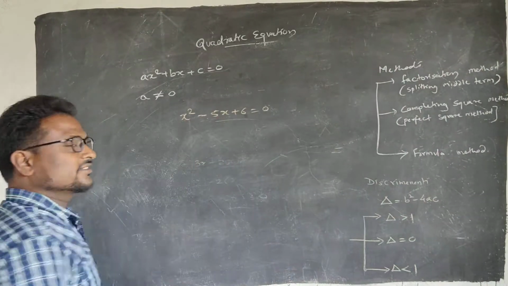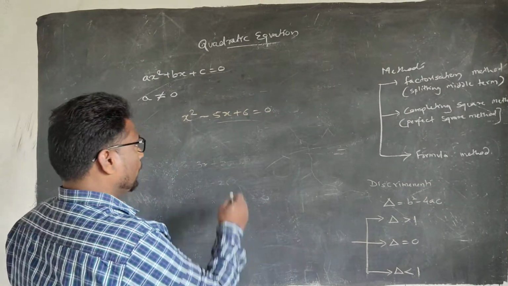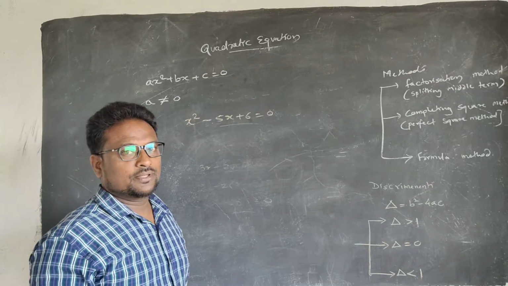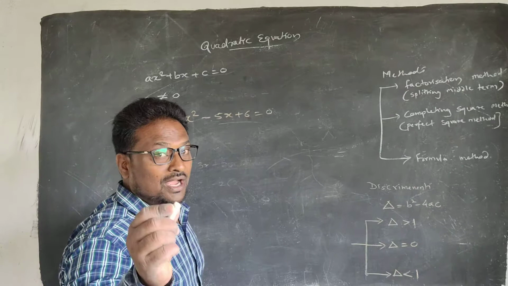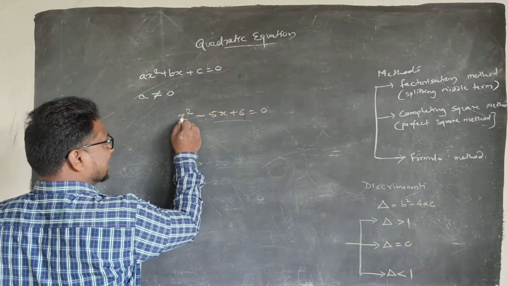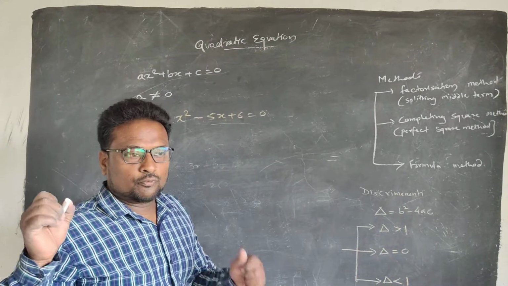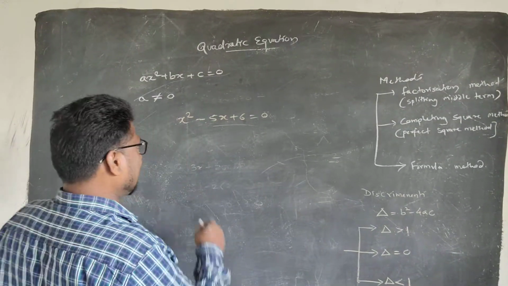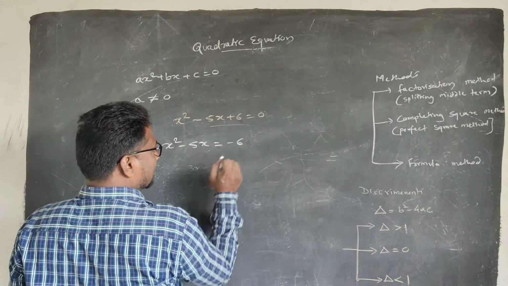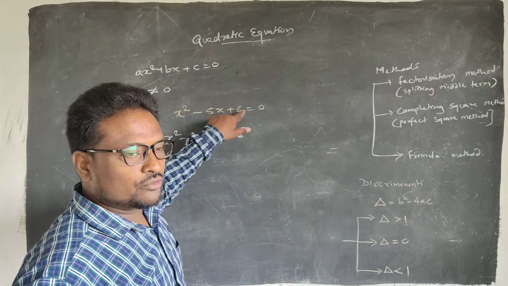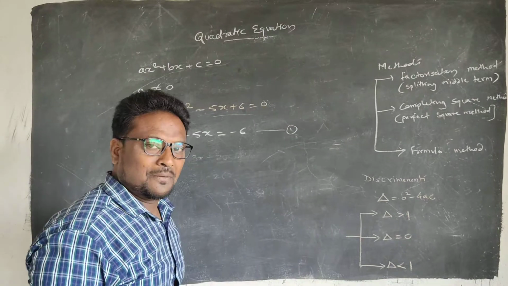Dear friends, let us consider the same example for the complete square method or perfect square method. For this method, a very important thing is that you must make the value of a as 1, which we already have here, and keep your c on the right hand side. So we can make this equation x square minus 5x is equal to minus 6, because this positive 6 goes to that side and becomes negative 6. Consider this as your equation number 1.